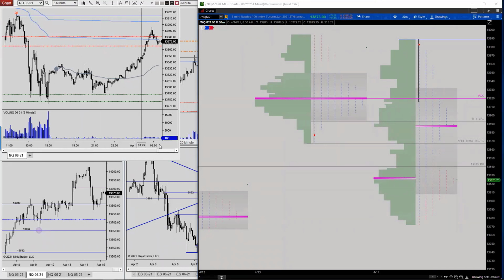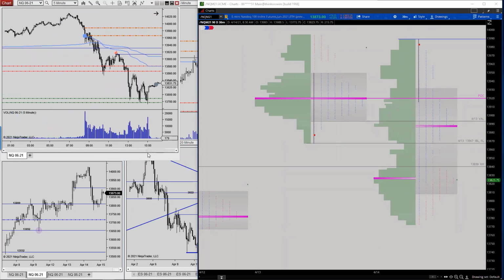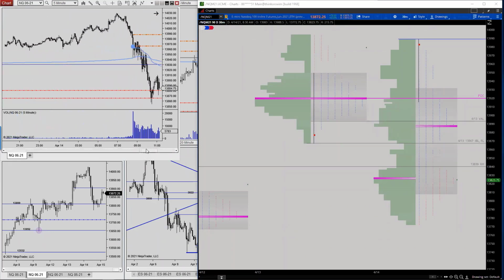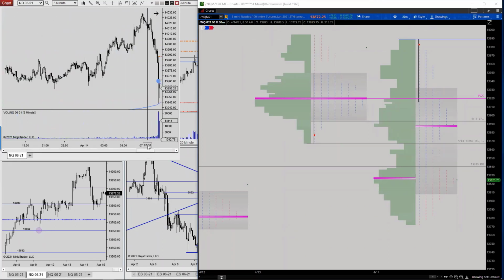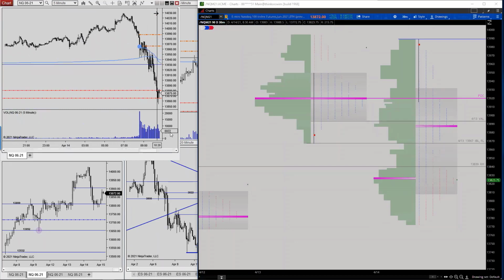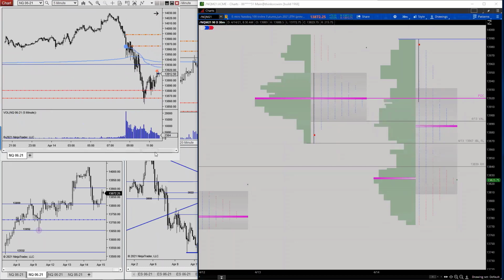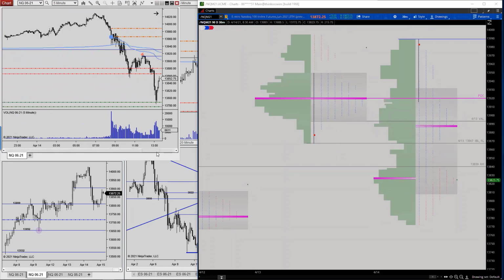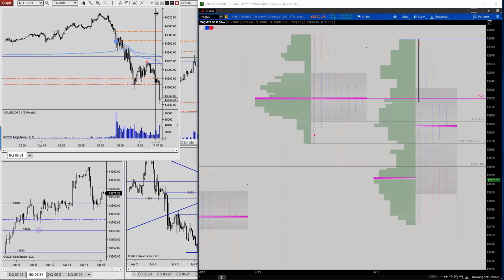Let me see if I can pull this back here. As the session opened, I know it seems like we're all over the place, but 839. Because this was the break, when we broke here, I actually got long in here, and we saw this market rally up.